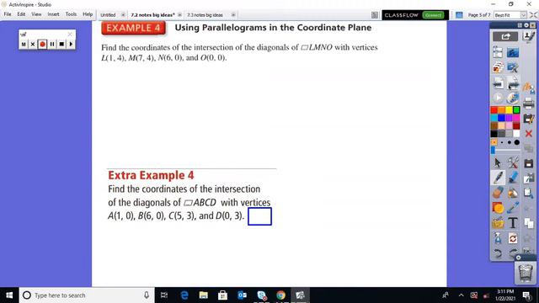All right, another cool question. Example 4. Using parallelograms in the coordinate plane. Find the coordinates of the intersection of the diagonals. So as soon as you see intersection of the diagonals, think about what that means.